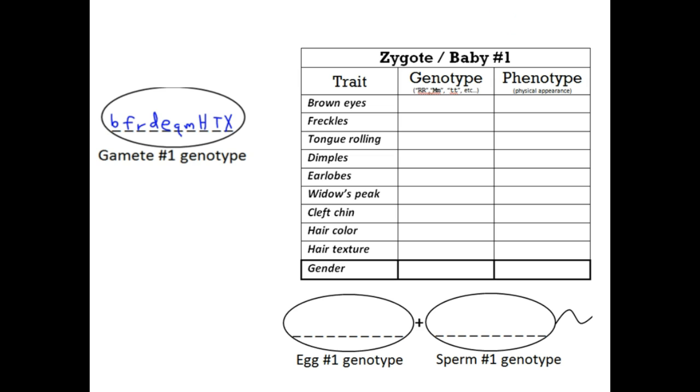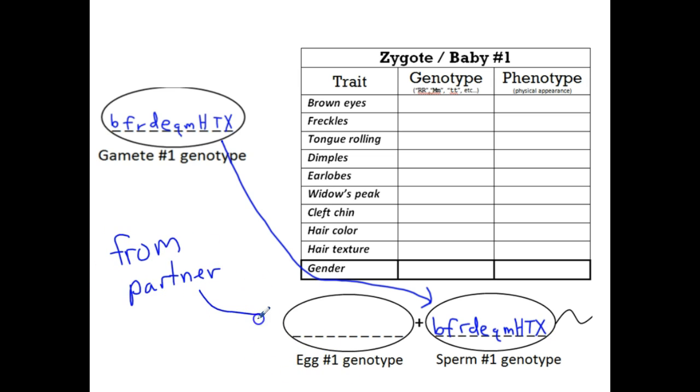Now, you've picked your partner, you're ready to have a baby. So what you're going to do is take your gamete and carry that down. I made a sperm, so I'm going to fill that out here. Your partner, of course, has to make an egg. Someone has to be female, someone has to be male. So whatever your partner is, they're going to fill that in for their first gamete.